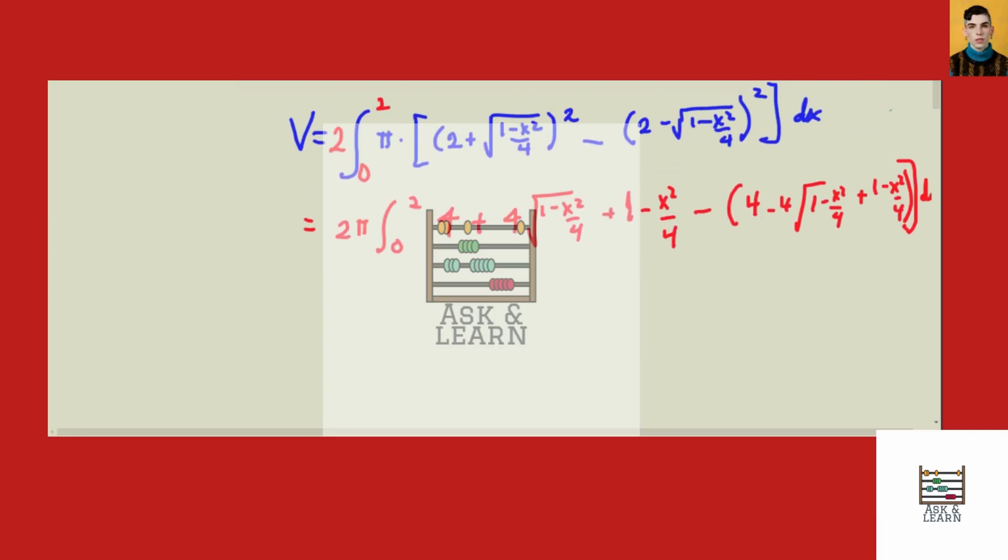2 pi, 0 to 2. Okay, this 4 and this 4 cancel because it's 4 minus 4. This 1 minus x squared over 4 cancels with that. So we have 4 minus 4. So we have 8 square root of 1 minus x squared over 4 dx, or 16 pi, 0 to 2, 1 minus x squared over 4 dx.